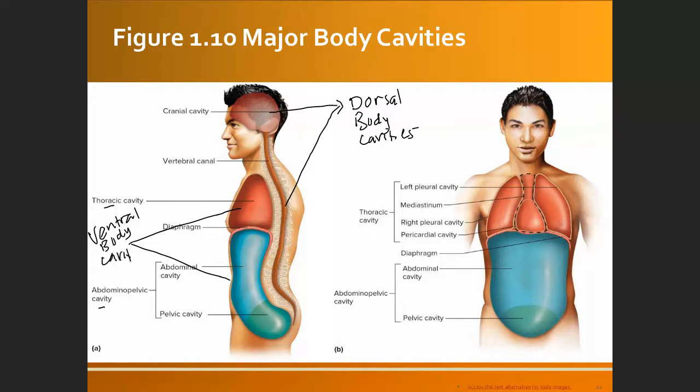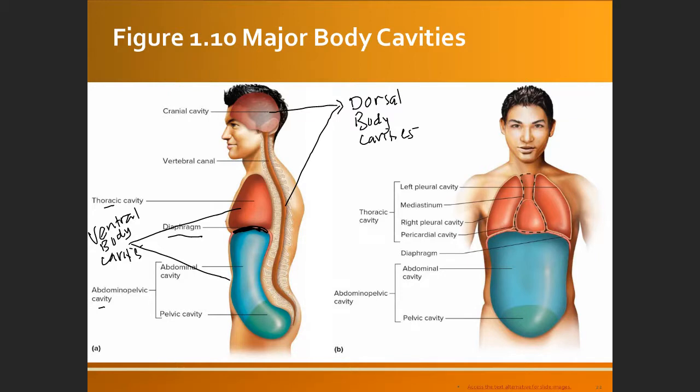Okay, so between the thoracic cavity and abdominopelvic cavity, there is a muscle. That muscle is used for breathing. That muscle is called the diaphragm. Now you see from the front, the thoracic cavity actually has three spaces, or types of cavity.